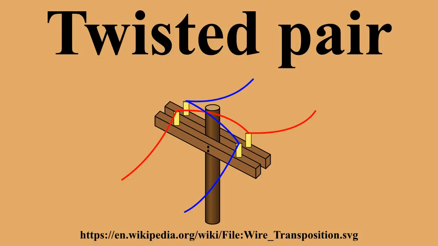Twisted pair cabling is a type of wiring in which two conductors of a single circuit are twisted together for the purposes of cancelling out electromagnetic interference from external sources, for instance, electromagnetic radiation from unshielded twisted pair cables, and crosstalk between neighboring pairs. It was invented by Alexander Graham Bell.